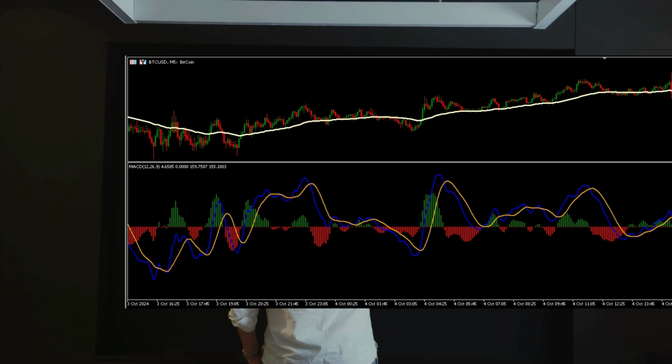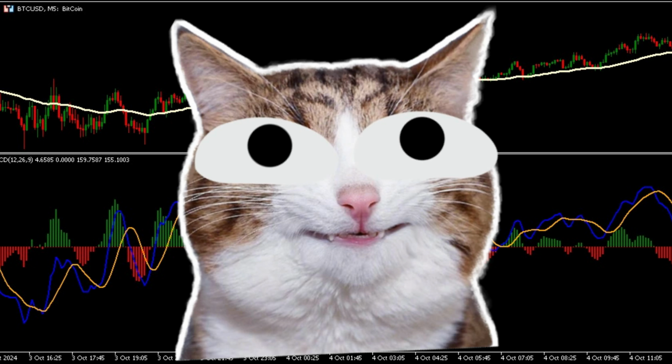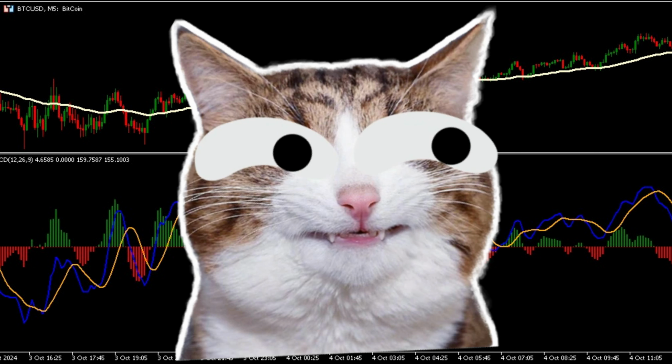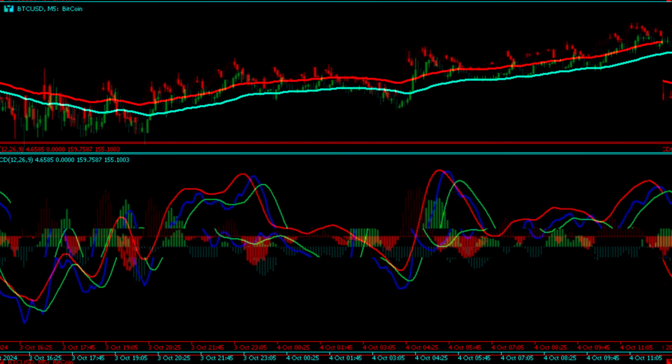But here's the truth. The MACD by itself is just okay. Don't get me wrong, it works. But to really unlock its magic, you need a little spice. So, make sure you stick around because I'll show you how to combine it with other indicators to crank up the win rate. First things first.